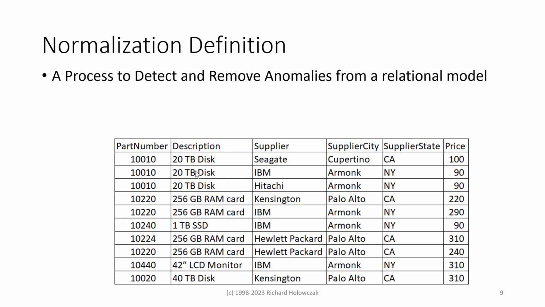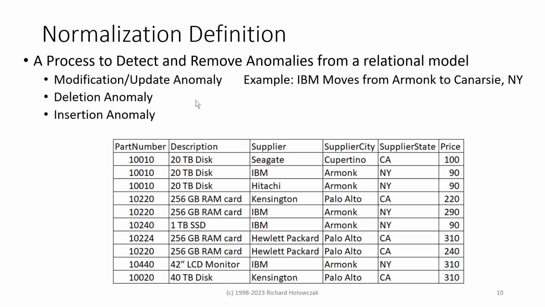Now a definition. What is normalization? Normalization is a process to detect and remove anomalies from a relational model. An anomaly is just a fancy word for saying you've got some kind of a problem. Something is not right, something is not normal, hence the term normalization. There are 3 basic types of anomalies that we are concerned with. And again, I'll use this same supplier part data to demonstrate.